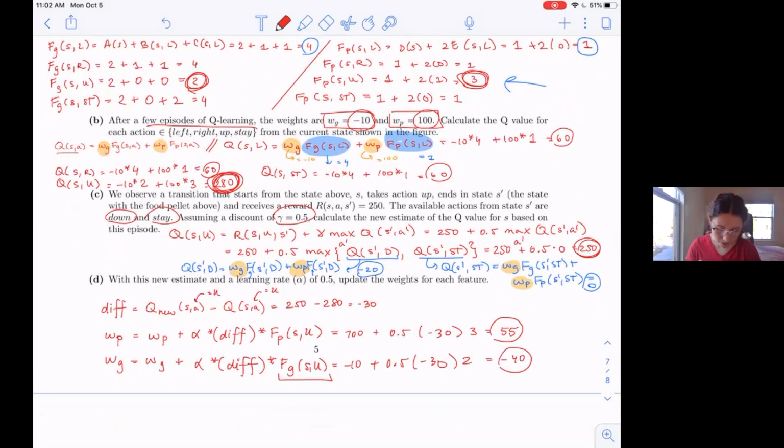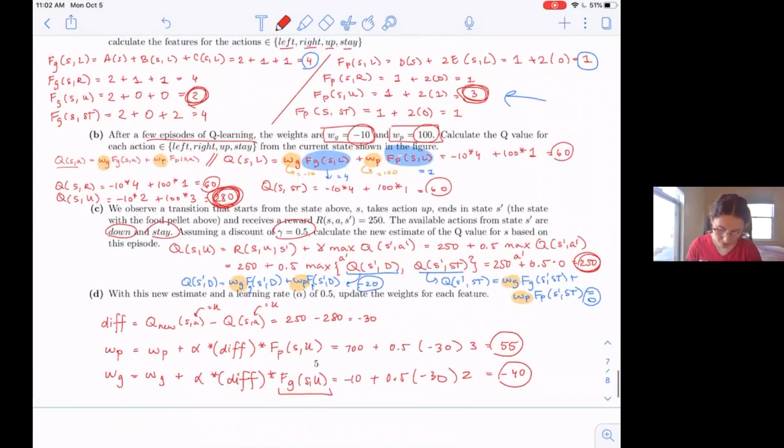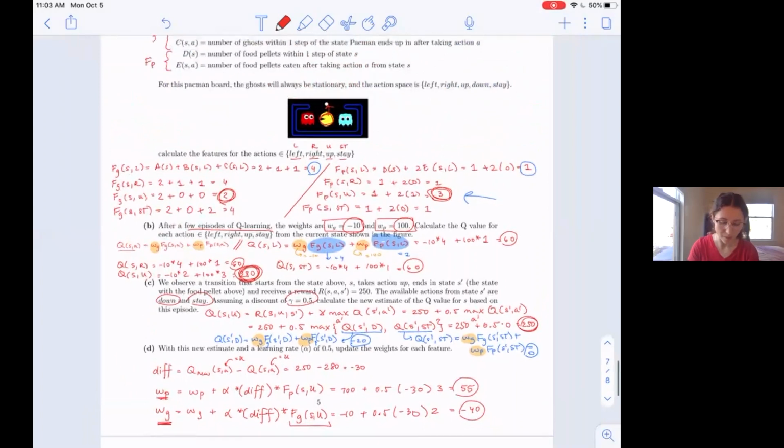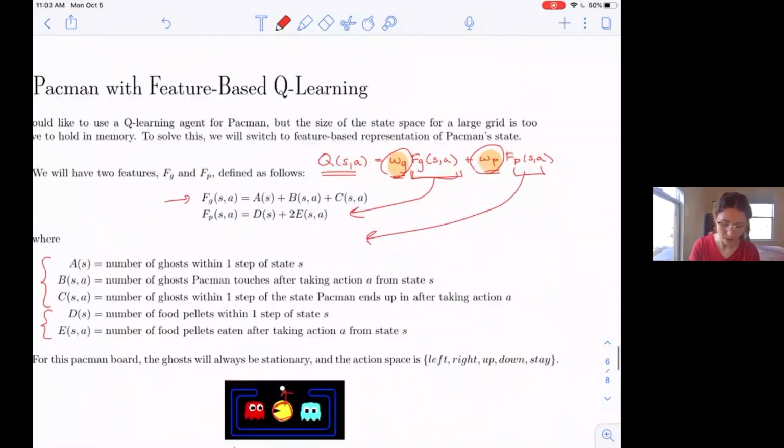And so you can see how after applying this weight update, the weight on feature G has gone from minus 10 to minus 40, and the weight on P has gone from 100 to 55. This shifting is going to start pushing the approximate representation of our Q values to be more and more aligned with the true Q values that we're trying to actually learn. And this is all by simply updating these weights, WG and WP, based on our feature values that we've encoded right here.